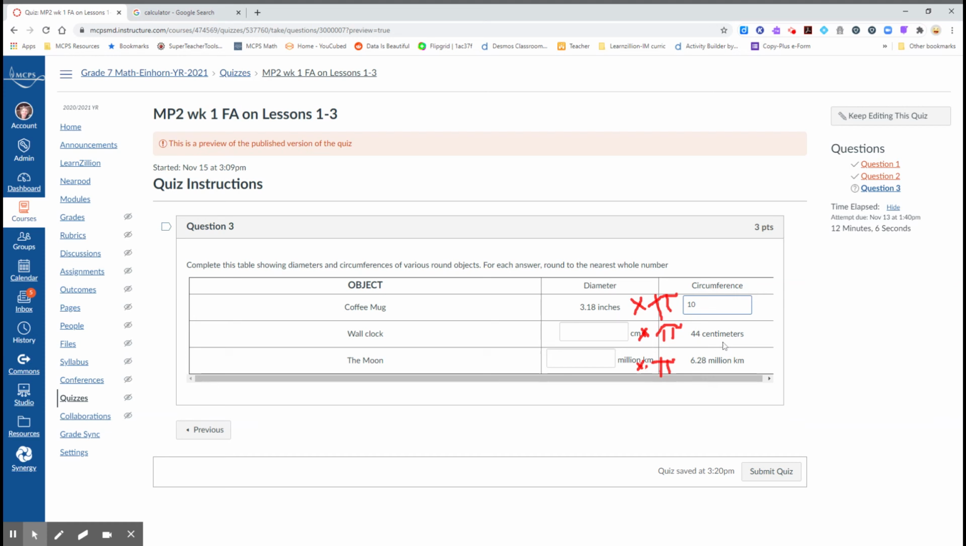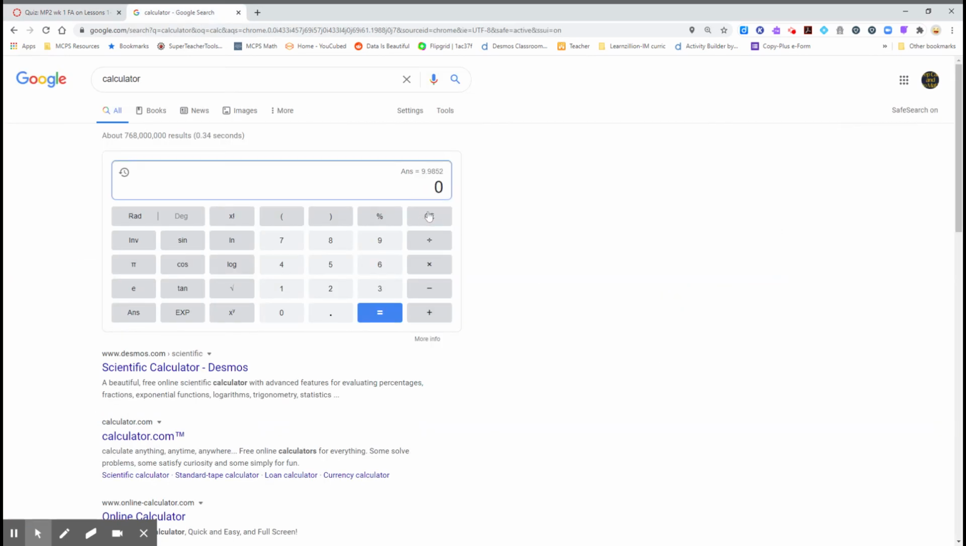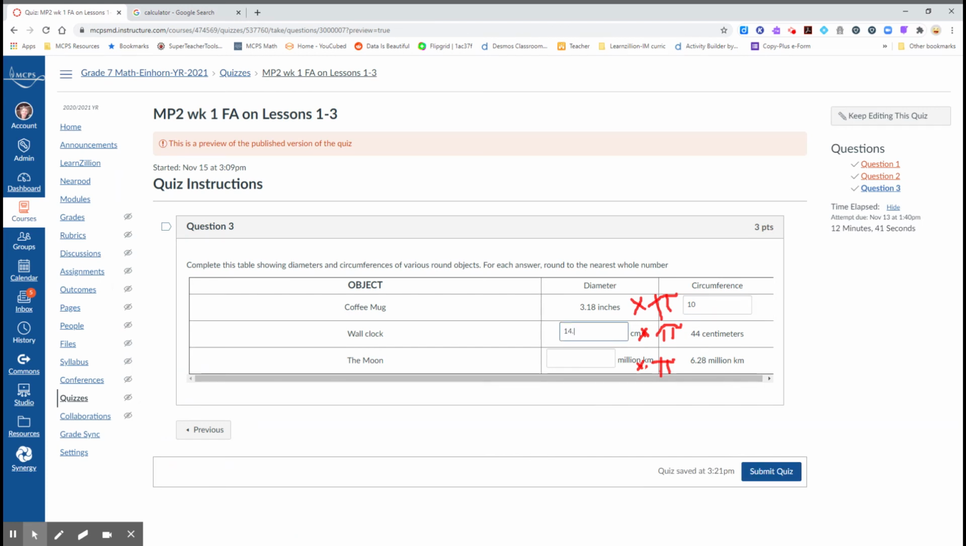What about this one? Well, here they give us the circumference, and we're trying to find the diameter, so we have to work backwards. So we can't multiply by pi, because this is the number we would get after multiplying by pi. We're trying to find what we can multiply by pi to get to 44, so we're going to do the opposite. We're going to divide. 44 divided by 3.14. And we get 14. You can just write 14.